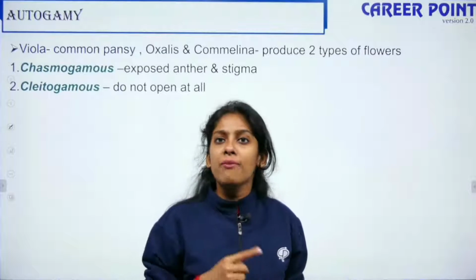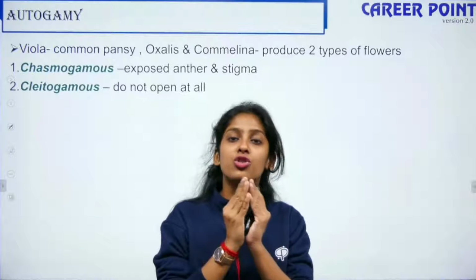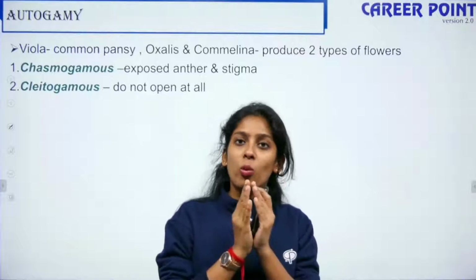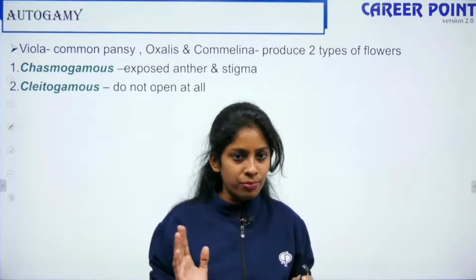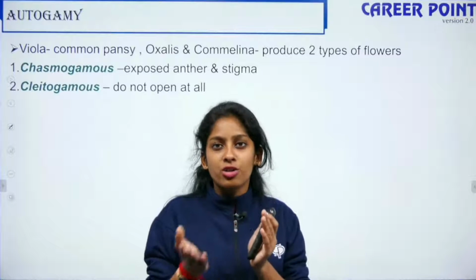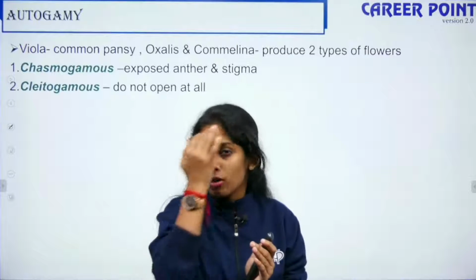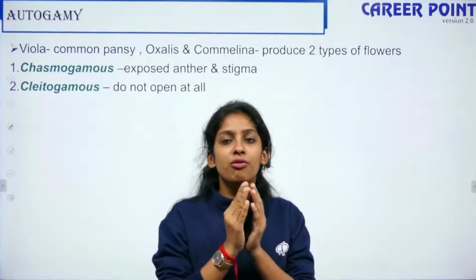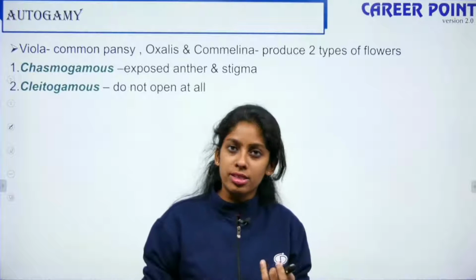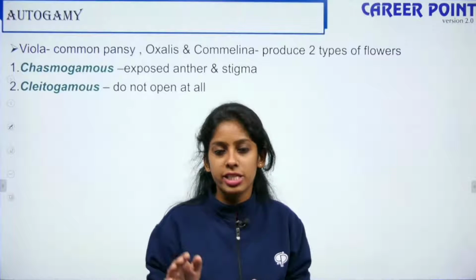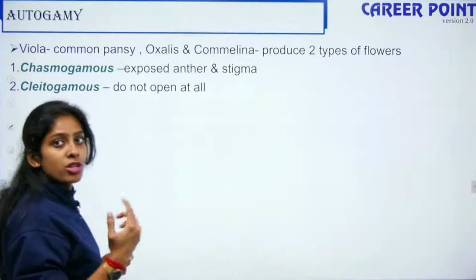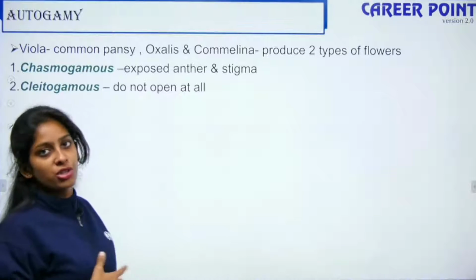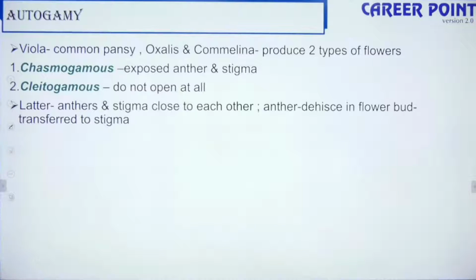So the cleistogamous flower is the flower which does not open at all. It is always in the bud stage, and in the bud stage itself, the pollination will happen. Ma'am, in the bud stage the flower is not developed, so how can pollination happen? It is just that the flower does not open up, but the stamen and the stigma become receptive, or become mature, at the same time. So they do not open at all, so there is no chance of cross-pollination in cleistogamous flowers, right?